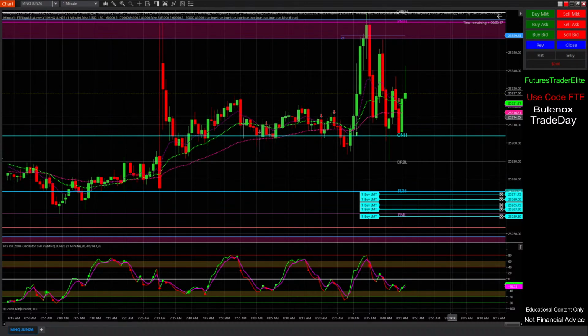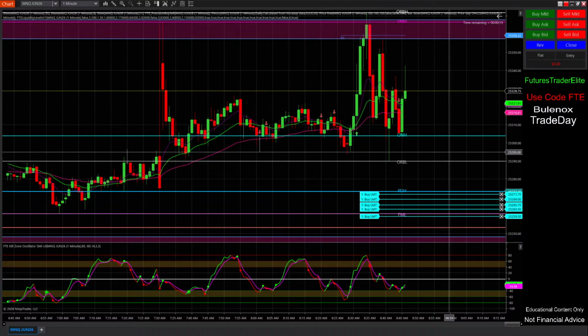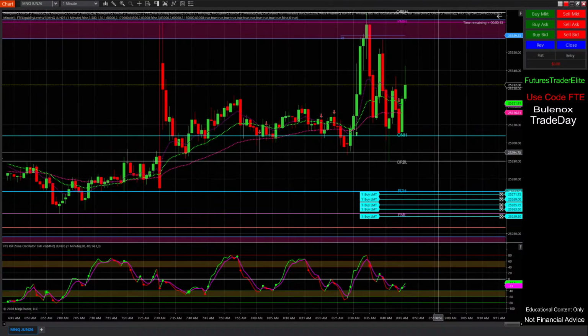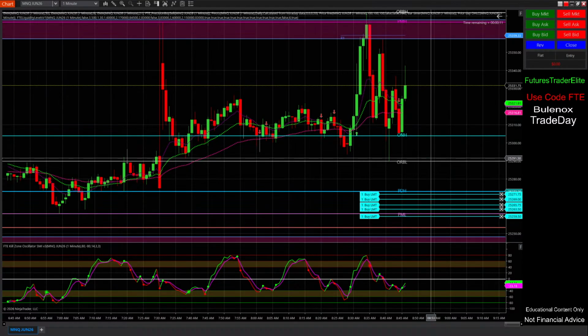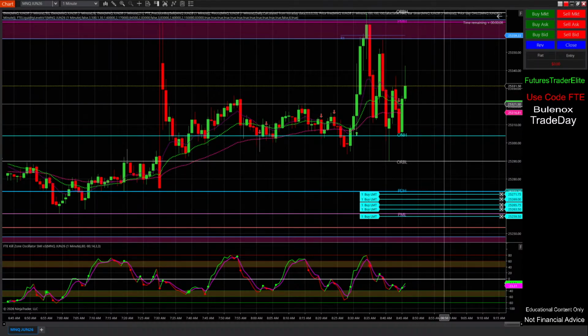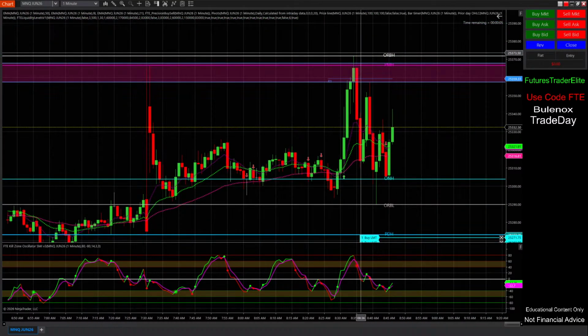Yeah, no, that's the overnight high. The ORB low is that white line down here at the bottom. The ORB should be locked down on the 15-minute.